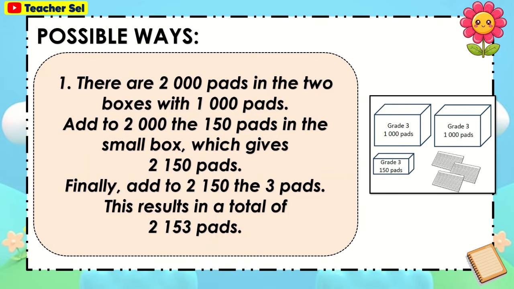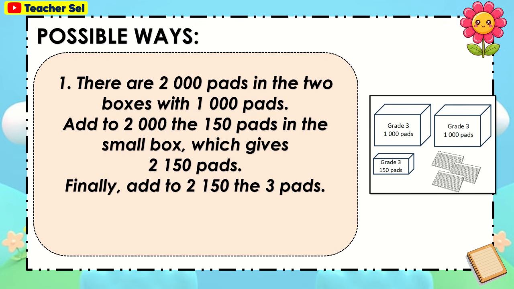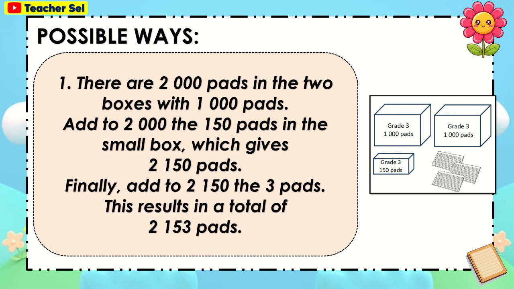There are 2,000 pads in the 2 boxes with 1,000 pads. Add to 2,000 the 150 pads in the small box, which gives 2,150 pads. Finally, add to 2,150 the 3 pads. This results in a total of 2,153 pads.